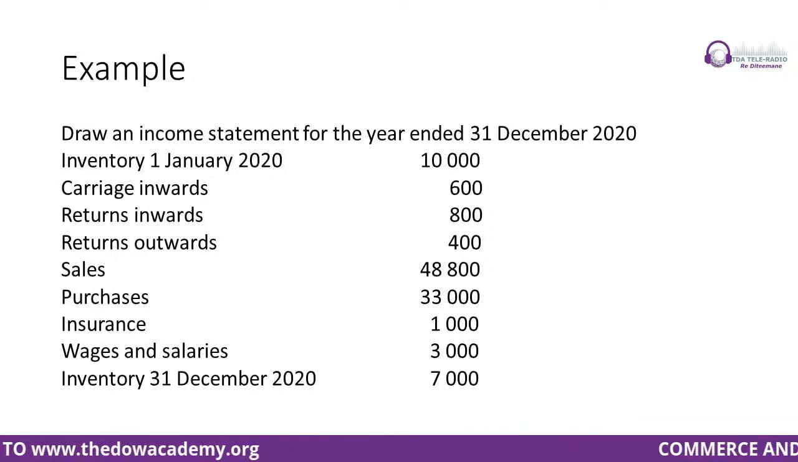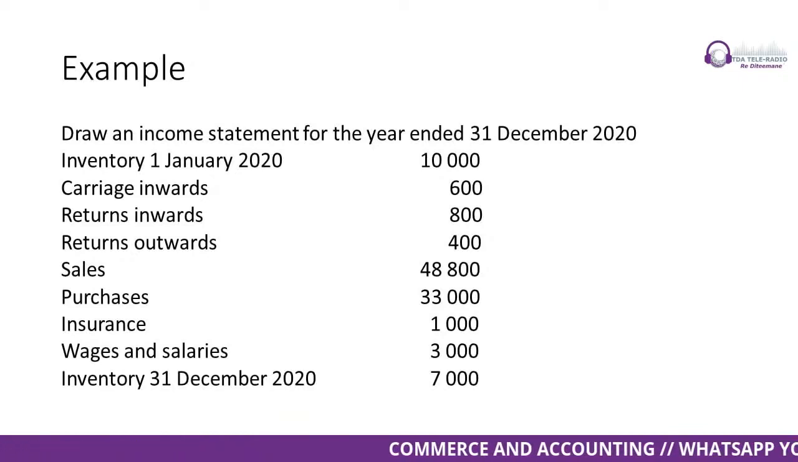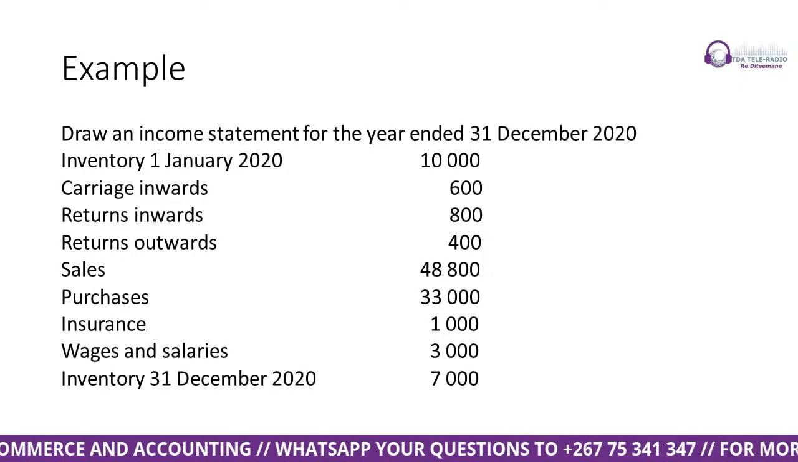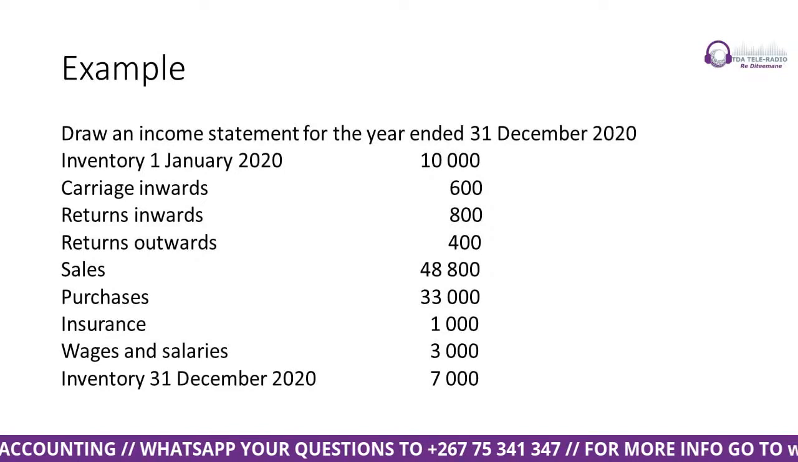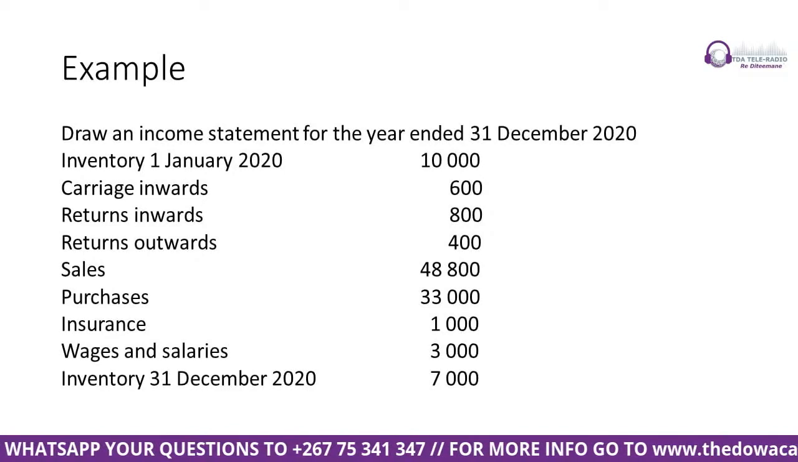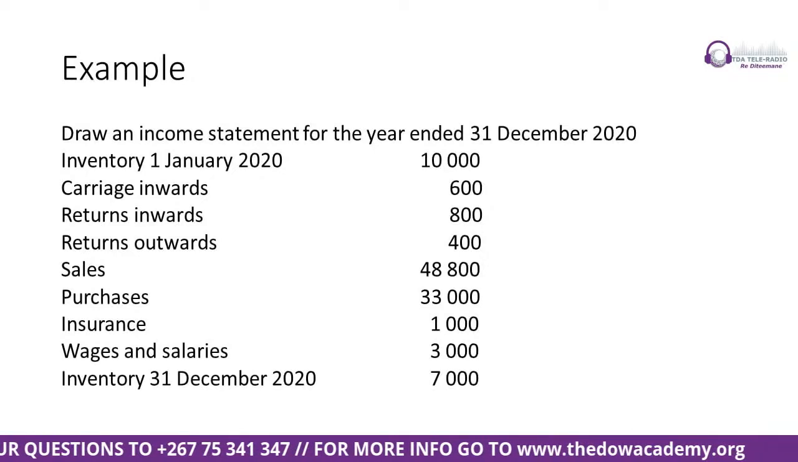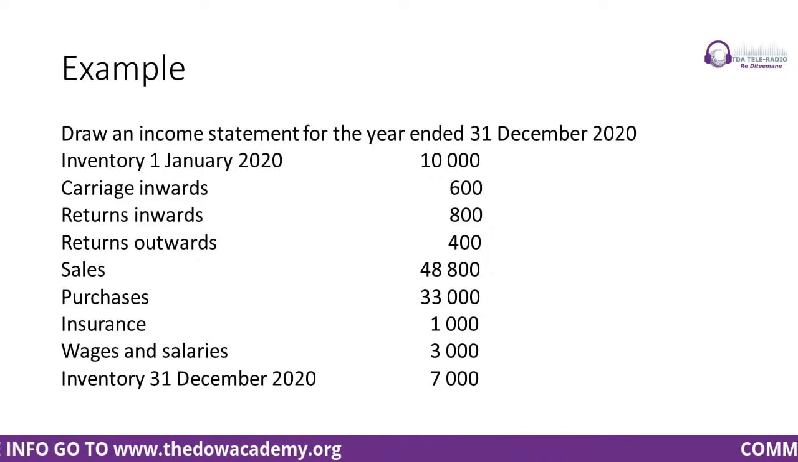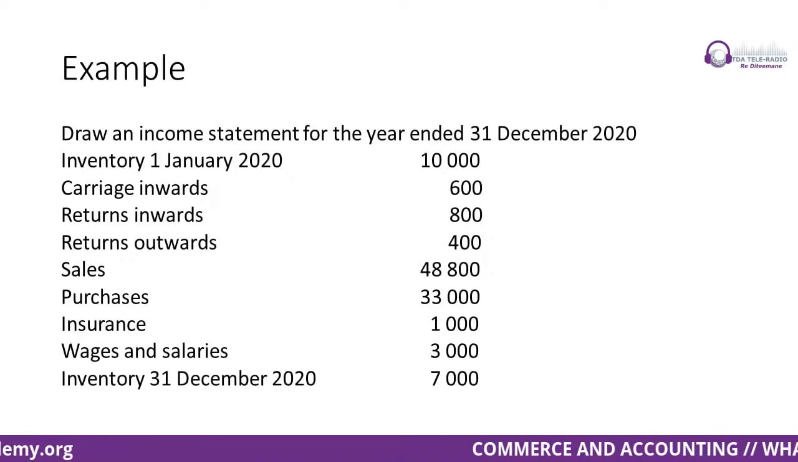And how do you tell that this is the closing inventory? If you go at the bottom, you will tell that this is the closing inventory by the date 31 December 2020. So that is how you tell the difference between opening inventory and closing inventory. What are carriage inwards? If you remember, carriage inwards is the cost of transporting goods into the business, and we should add it to purchases.